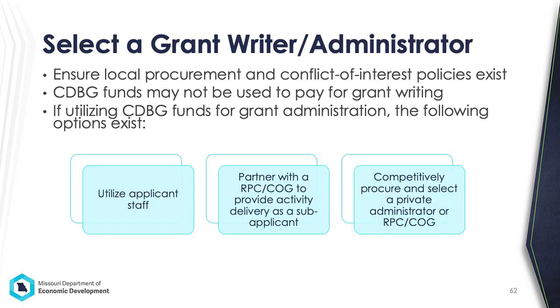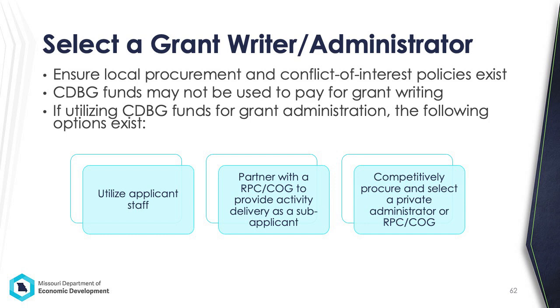Next, you'll select a grant writer and/or grant administrator. Before procuring for any services, the applicant should ensure that local procurement and conflict of interest policies exist. If utilizing CDBG funds for grant administration, 3 options are allowed. Option 1, the applicant could utilize current applicant staff or hire a new staff member. Option 2, the applicant could partner with a regional planning commission or council of governments as a sub-applicant to provide activity delivery.